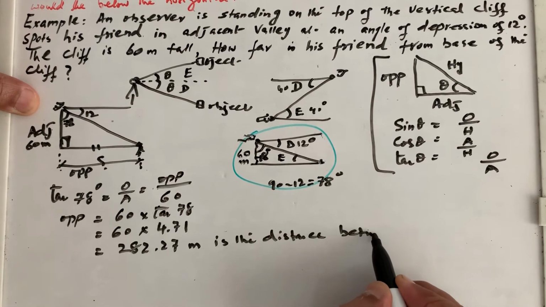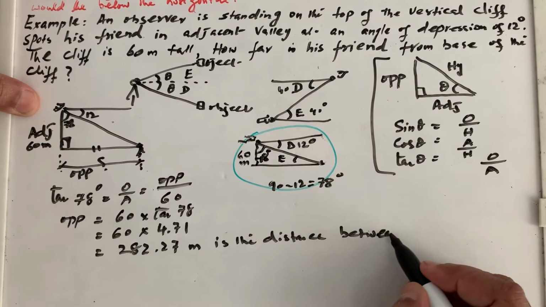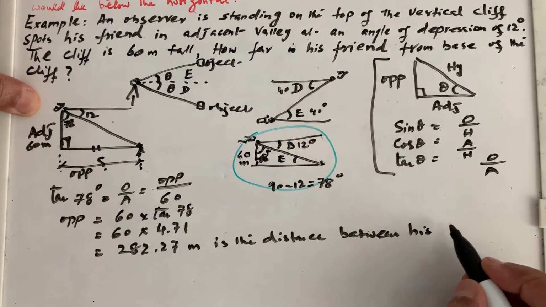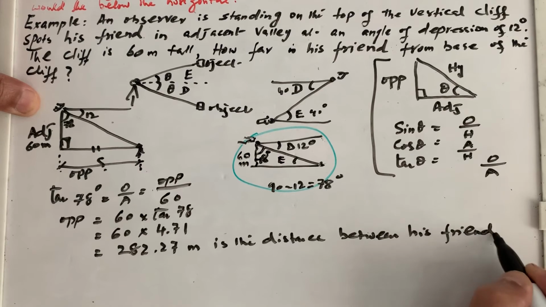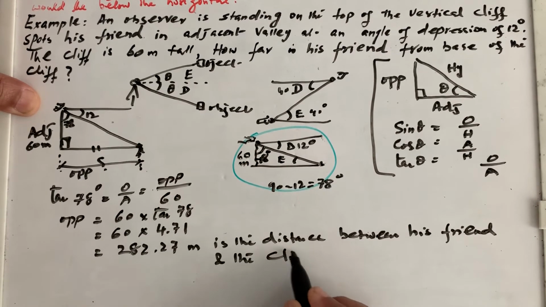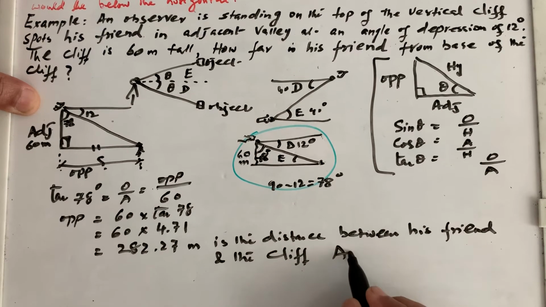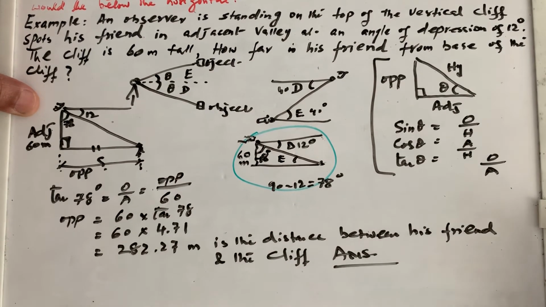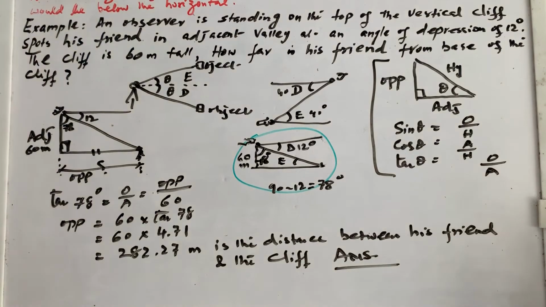So this meter is the distance between his friend and the cliff. Answer.